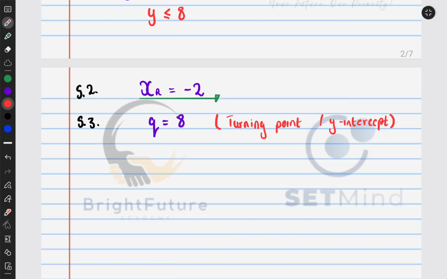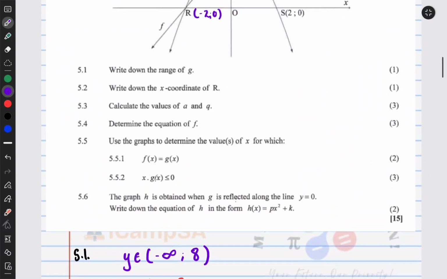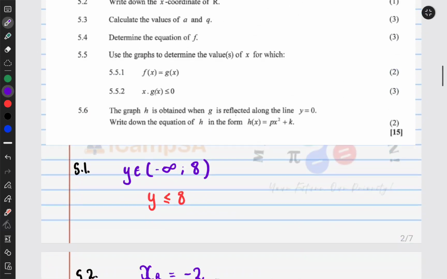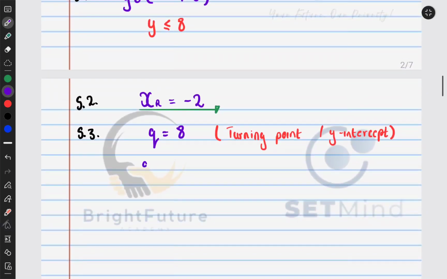So what we have to essentially calculate here is the value of a. What is the equation? g(x) = ax² + 8, the value of q. By looking at the function that has been sketched there, it's facing downwards. So we are already expecting the value of a to be negative.